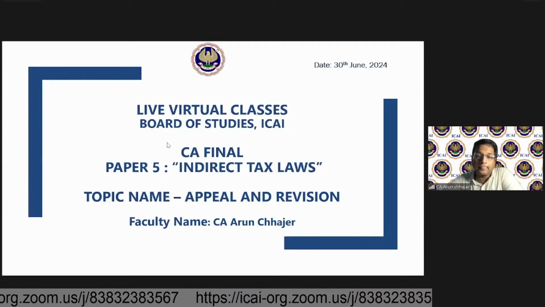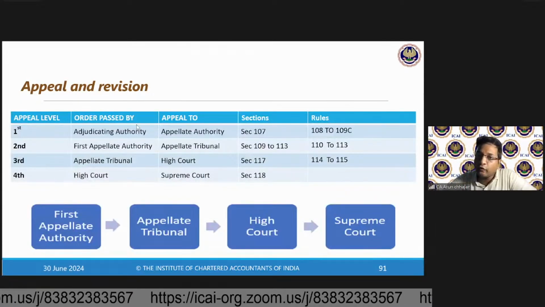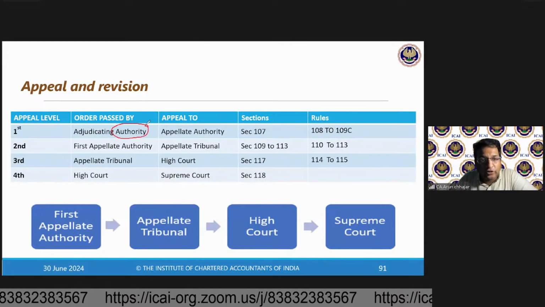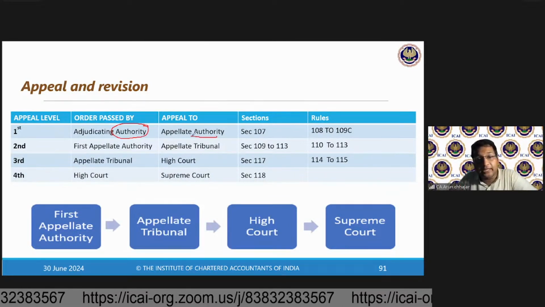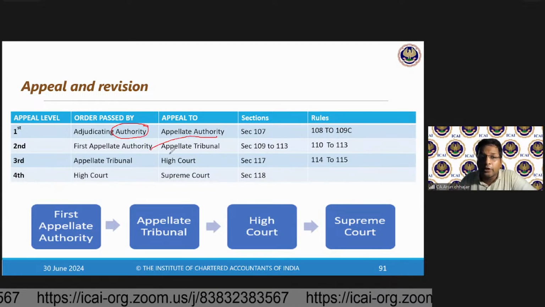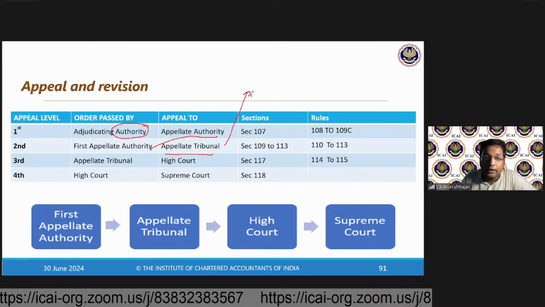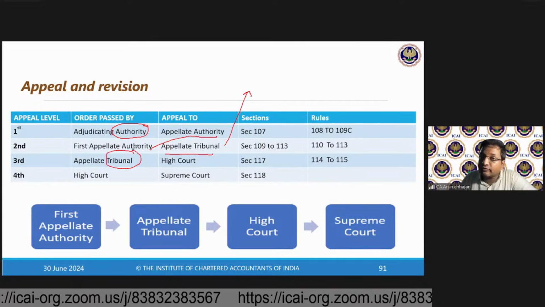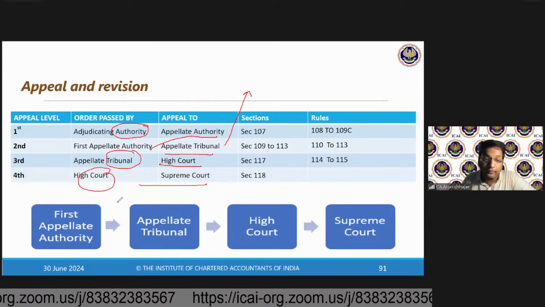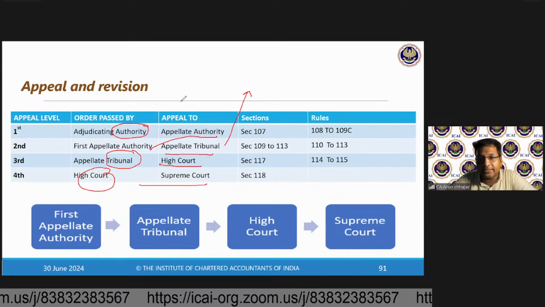These are the offenses. Then we are talking about appeal and revision. There are 4 levels of appeal in the GST. First, if you are not satisfied with the order of the adjudicating authority, you can make the appeal to the appellate authority. Again, if you're not satisfied with the order of the appellate authority, normally called the commissioner appeal, you can make the appeal to the appellate tribunal, which is yet to be set up. And if you're not happy with the decision of the tribunal, then you can go to the High Court, and if the High Court is not satisfactory, then you can go to the Supreme Court. These are the 4 levels of appeal mechanism in the GST.